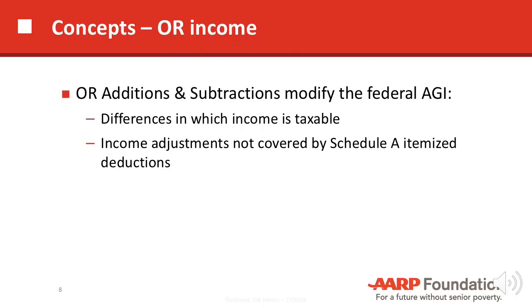Let's recap. To calculate Oregon taxable income, we'll use the federal AGI as a starting point and then focus on the differences between Oregon and federal tax code. To capture those differences, we'll use Oregon additions and Oregon subtractions. And, at least at the time of this recording, we would use the federal Schedule A to itemize deductions on the state return, so we'd also use additions and subtractions to capture any differences there.